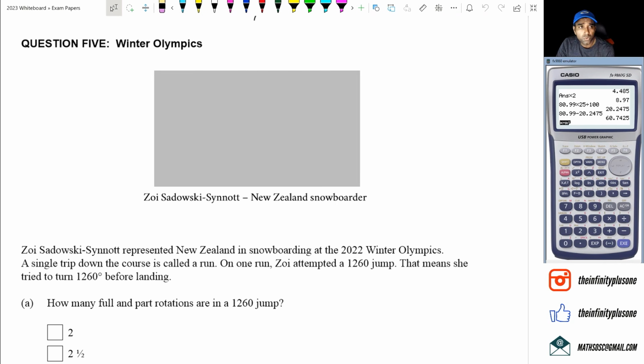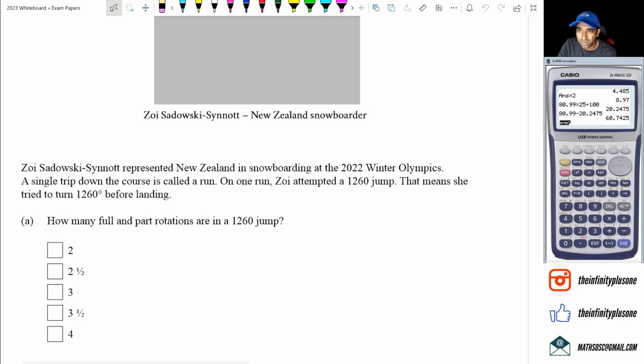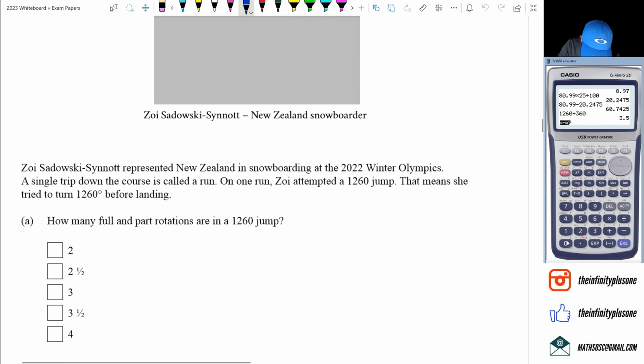All right, guys. So the next question we have is someone doing a ski jump, obviously. No, snowboarder. Okay, so they're doing a 1260 jump, 1260 degrees. So we're looking at how many full and part rotations in 1260. So we know that one rotation is 360. So we're just going to go 1260 divided by 360, which gives us 3.5 rotations. So 3.5 is the answer.